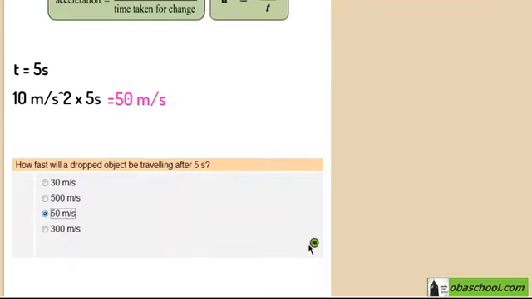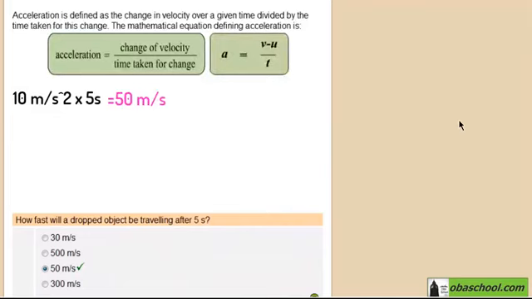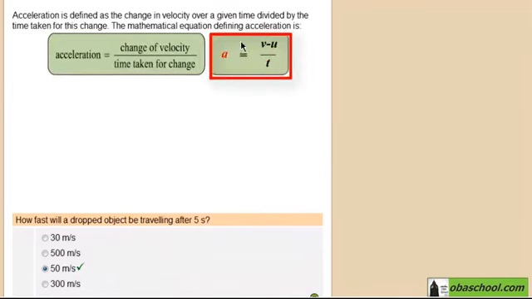Let's check your answer. Good job. Let's revisit the equation described here. In this equation, we said that the acceleration is the change of velocity divided by the time taken. However, if we have the acceleration and time, we need the change in velocity. The equation is rearranged to give that v minus u, which is the change of velocity, is equal to the acceleration multiplied by time.